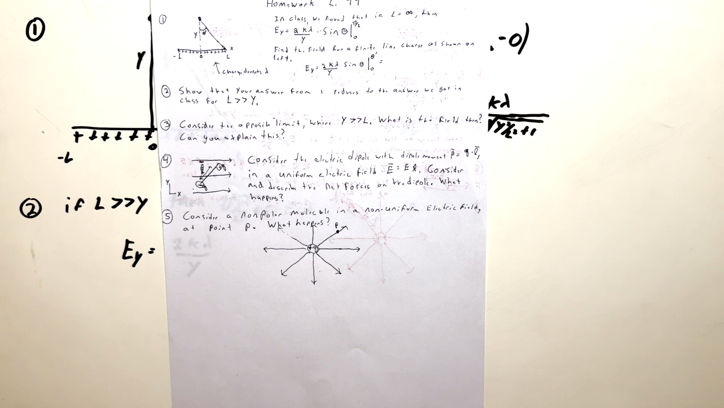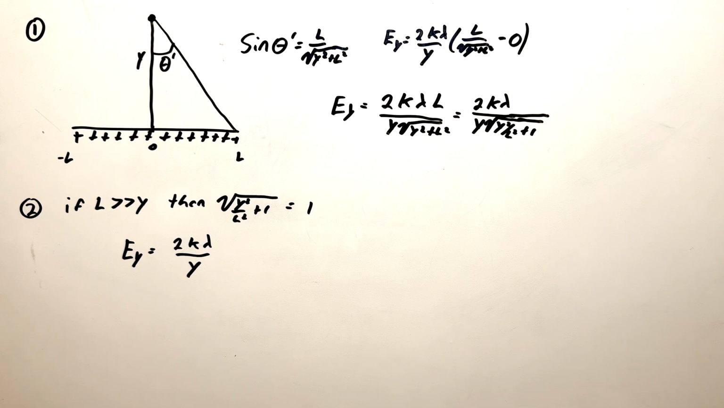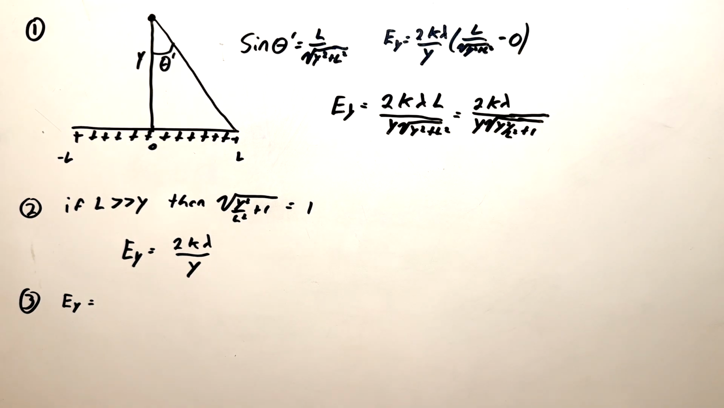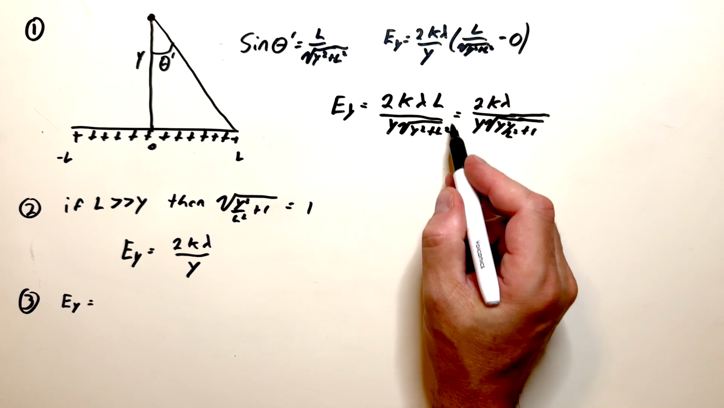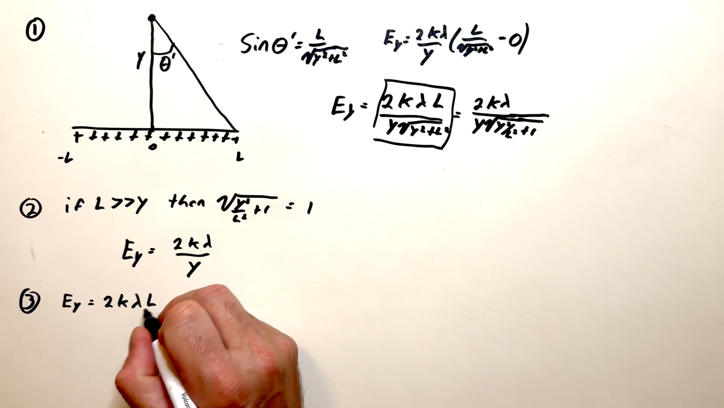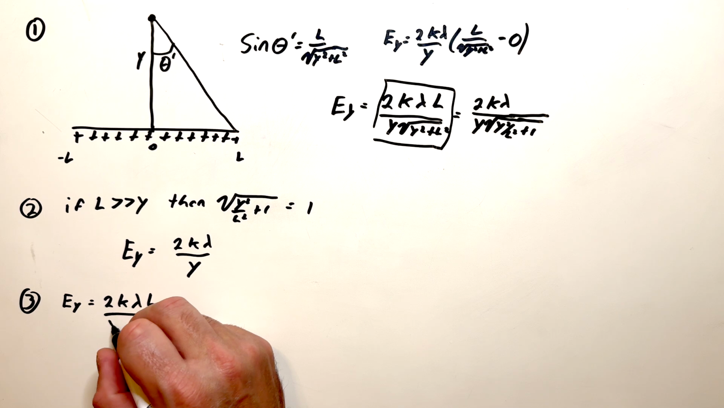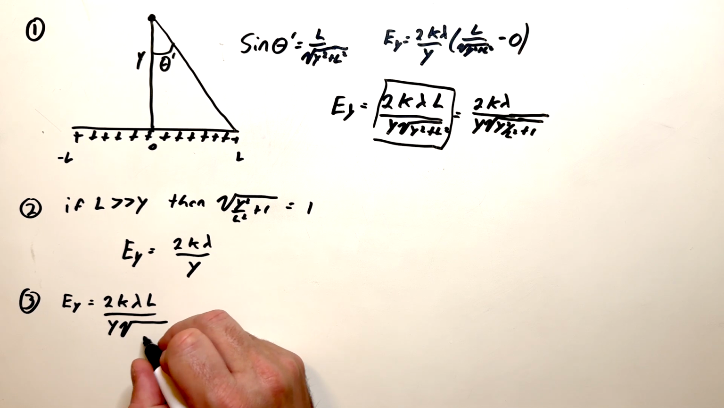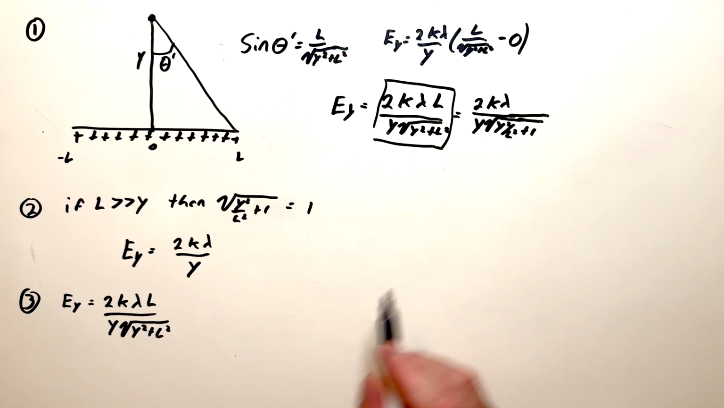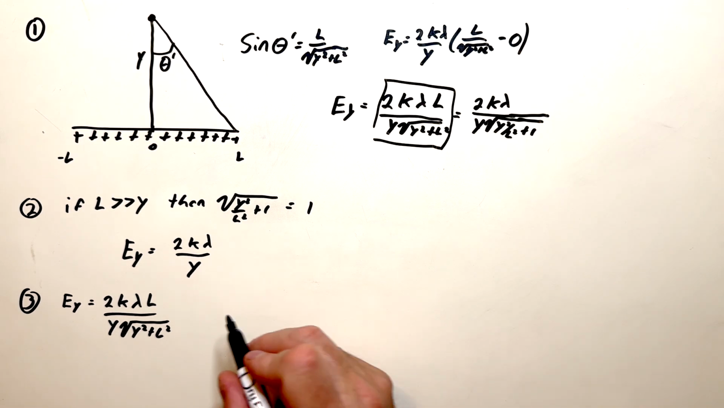Number 3, consider the opposite limit where y is much, much greater than L. What is the field then? Can you explain this? Well, let's have a look. So let's rewrite the expression that we got up here. And what I'm going to do is I'm going to divide things out differently than I did. So I'll start out with this expression that we had here. 2k lambda L over y times the square root of y squared plus L squared. And so now I want to focus on this square root again. I'm going to divide out a y.